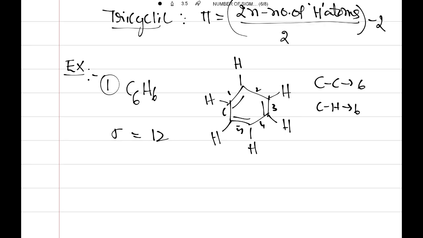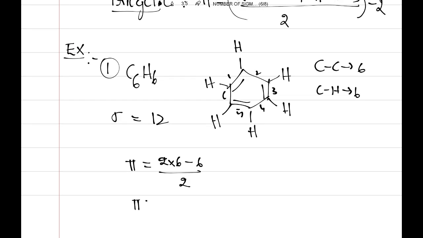And if you come to the number of pi bonds, how many are there? By counting the number of double bonds, you can tell the number of pi bonds. Or you can use the formula: 2 into n, where n is the number of carbon atoms, which is 6, minus the number of hydrogen atoms, also 6, divided by 2. So the number of pi bonds is equal to 3. This is the example of how to calculate the number of sigma and pi bonds in monocyclic compounds. And I will take some more examples.